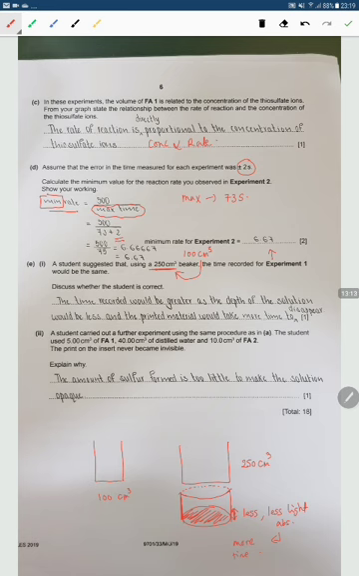So the time taken would be more. And the candidate wrote there, the time recorded would be greater as the depth of the solution would be less, and the printed material would take more time to disappear. Part E(d) now, second part: a student carried out a further experiment using the same procedure.